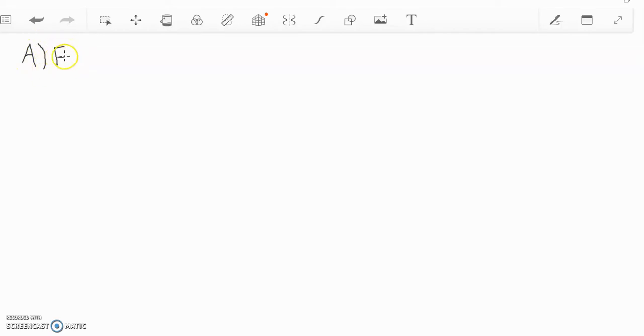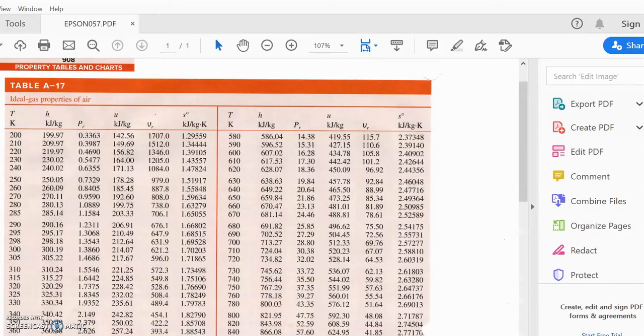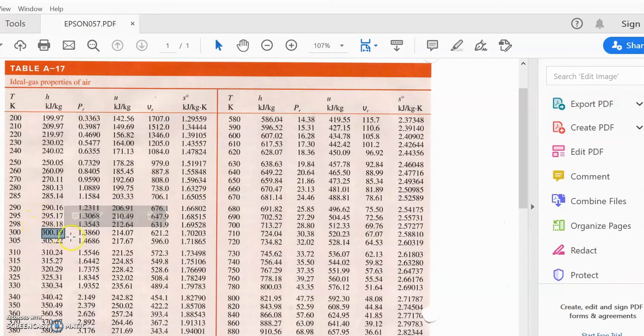So to find the work in, we need to find the differences in enthalpy. But before we do that, we got to find the compression ratios, because the overall compression ratio is 9. The overall compression ratio is equal to each individual compression ratio times each other. And we know that they're the same, so they both have to be 3.